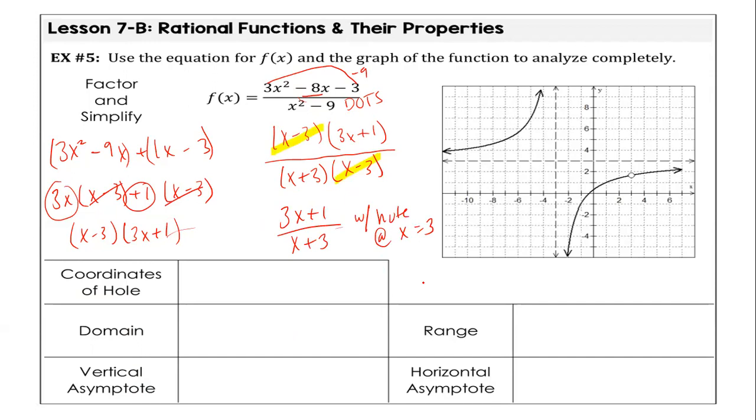Agree? Because that's what I eliminated, correct? If you can eliminate, there's a hole in my function, I'm pulling something out. So I can eliminate the factor of x minus 3. So at x equals 3, there's a hole there. Okay, so when you look at your graph, does that make sense? Why at 3, there's a hole? Yes?